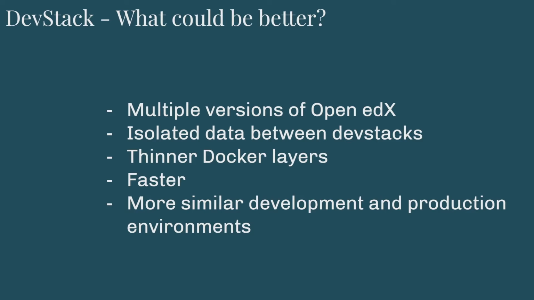So what could be better? The multiple versions of OpenEdX could be better handled, and also having a great isolation of data between the DevStacks could be better. Having thinner Docker layers could be better, so the build will be faster and everything. Everything is linked, and we all kind of know these issues with the current DevStack. Also, having a more similar development and production environment could be nice, because we would be able to spot issues earlier in the process and be more familiar with the production deployments. So that would be great to have something closer between these two deployments.